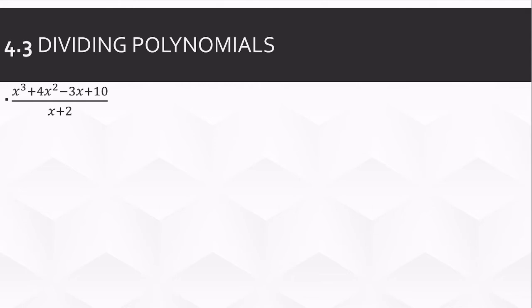Let's try another one. So we're dividing by x plus 2. We have x cubed, 4x squared, minus 3x plus 10. I think I have all the powers of x. I have 3, 2, 1, none. So then I take the first. X cubed divided by x is x squared. Then we multiply. X squared times x is x cubed, and x squared times 2 is 2x squared.